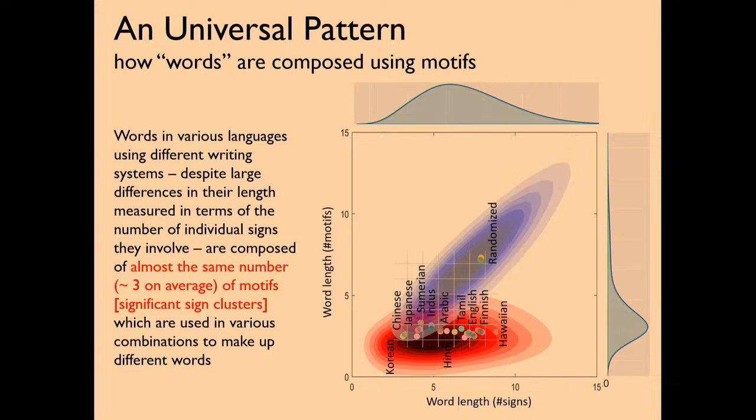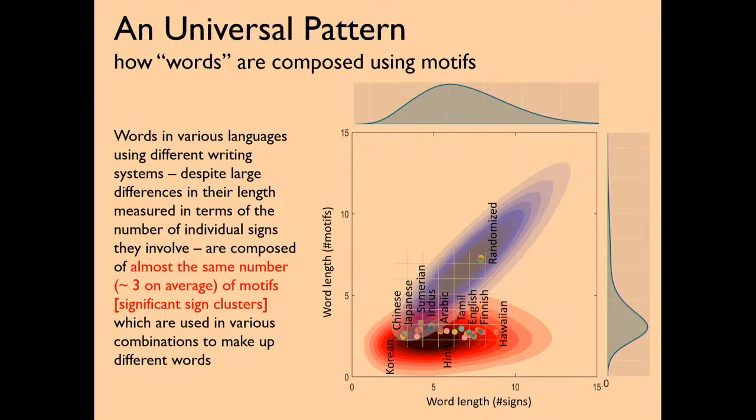So if you're writing in Chinese, typically you'll be using 3 ideograms. If you're writing in English, it might seem like you're using 10 letters, but most of these letters are not occurring independently. If you look at which of these letters occur together with a very significant probability, you'll find that clusters of 3 letters or 4 letters occur with a very high probability, so you can call them motifs. A typical English word would have roughly 3 sign clusters making it up. So if you measure word length in terms of the number of motifs, you find that all of the languages that we studied typically peak around this.